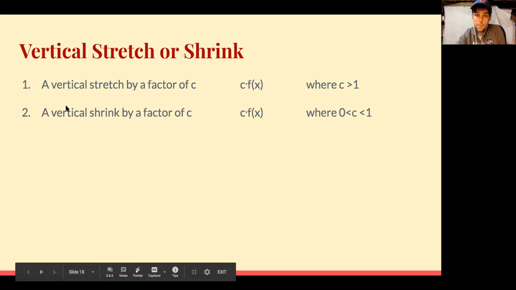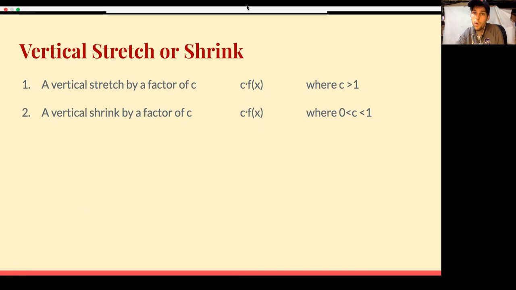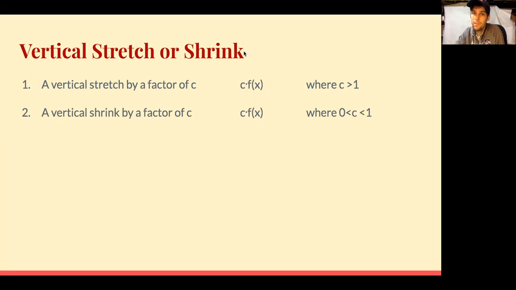A vertical stretch by a factor of c is written this way: we multiply c, a constant, times our function. It's a stretch when c is greater than 1. A vertical shrink by a factor of c is when we multiply the function by c, but c is between 0 and 1. So we could have a fraction or a decimal between 0 and 1, for example 1/2 of f of x.